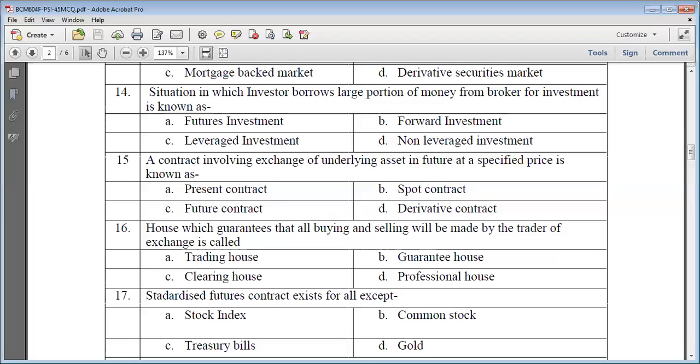So, this type of contract is observed on stock exchange, on common stock, on treasury bill, but not on gold. So, gold is the correct answer.